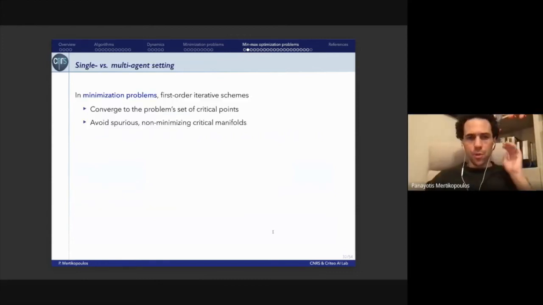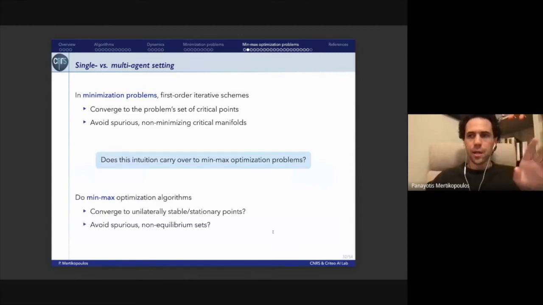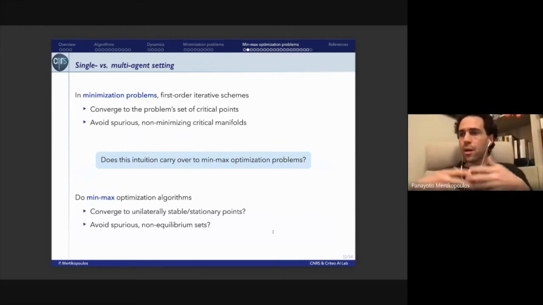All right. So here, this recap that you did is excellent because it shows exactly what's going on. In minimization problems, we have convergence to the set of critical points, and we are avoiding spurious, non-minimizing critical manifolds. And the question is whether the same intuition carries over to min-max optimization problems. So whether we're converging to unilaterally stable local Nash equilibria, if you want, saddle points in this case, of the min-max objective, and whether we are avoiding spurious non-equilibrium sets, at least with positive probability.